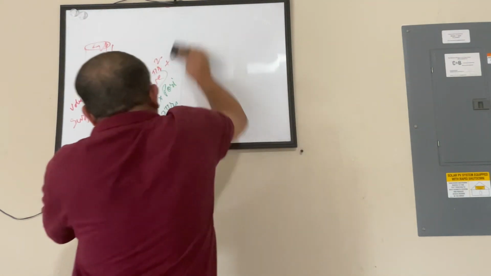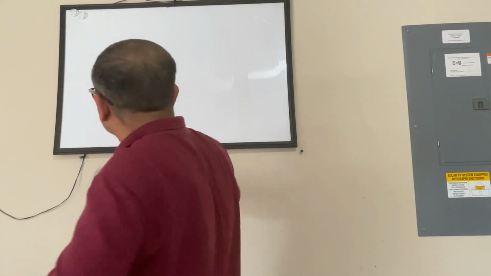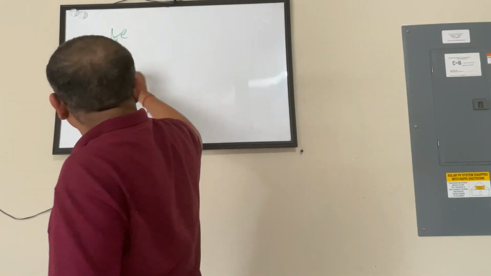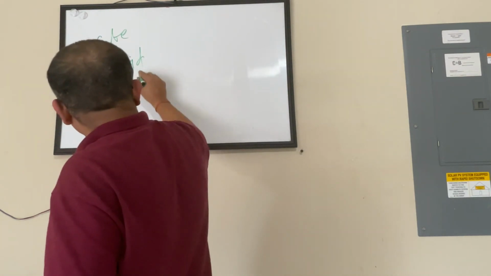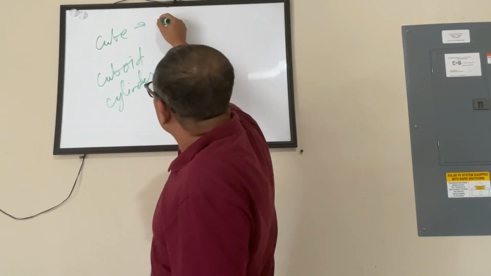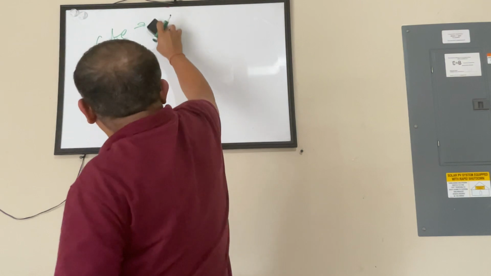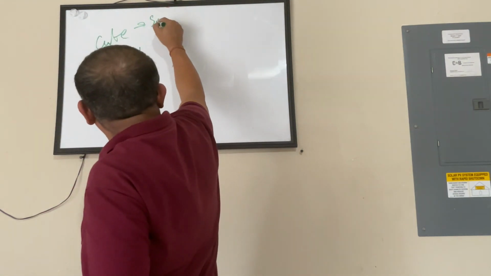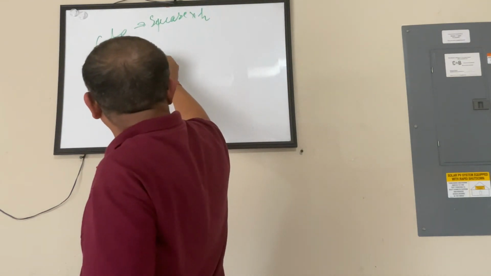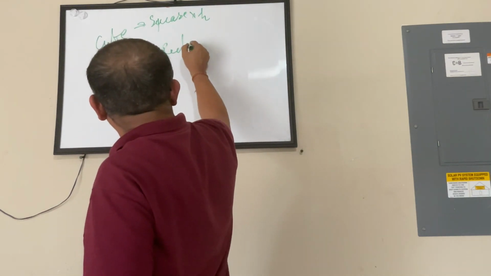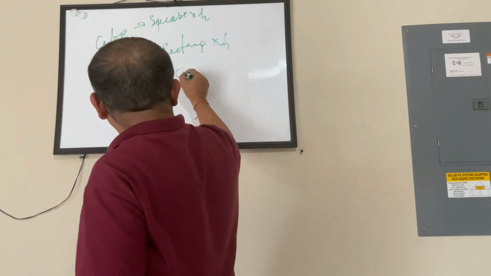So I'm just summarizing what we have learned or practiced with respect to volume. We looked at the cube, cuboid, and cylinder. For volume: a cube is made by a square times height, a cuboid is made by a rectangle times height, and a cylinder is made by a circle times height.